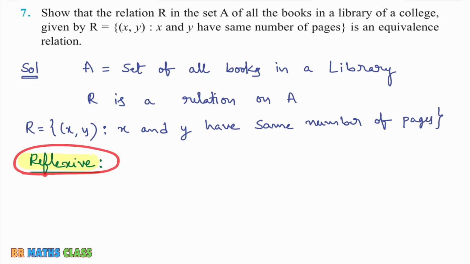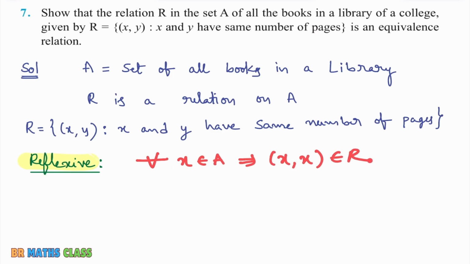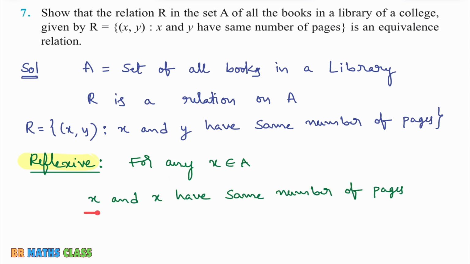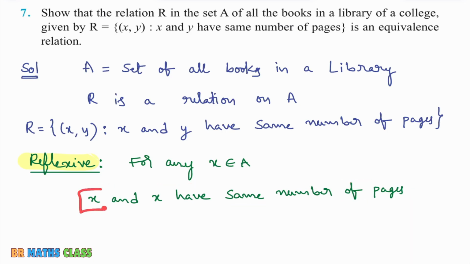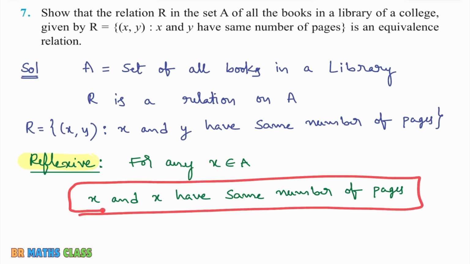First, we will check the reflexive condition. What is the reflexive condition? For any x belonging to A, if the ordered pair (x, x) belongs to the relation, then we say that the relation is reflexive. So I'll take one book from set A. Suppose x is the book I have taken from set A. Observe here I have written one statement: x and x have the same number of pages. x is a book, the same book. Both are the same book. When both are the same book, obviously they will have the same number of pages. I hope you are understanding. Is there anything wrong in this statement? x and x have the same number of pages.